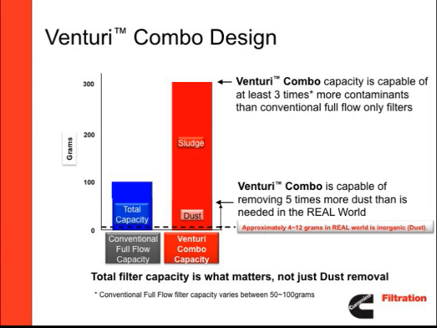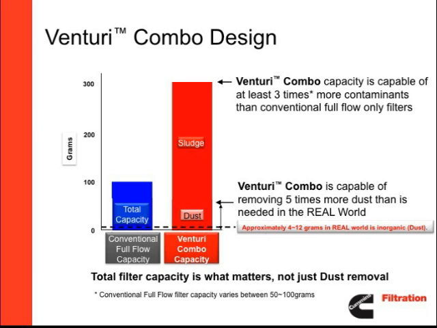Sludge removal and fine filtration impact. The graph shows the contrast between stacked disc bypass and the large amount of sludge material captured compared with a full flow filter in a single pass laboratory test. The Venturi combo filter is capable of capturing at least 3 times more contaminants than conventional full flow only filters. It is capable of removing 5 times more dust than is needed in real-world applications.